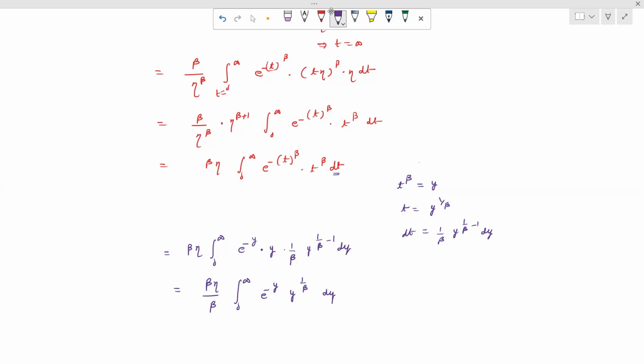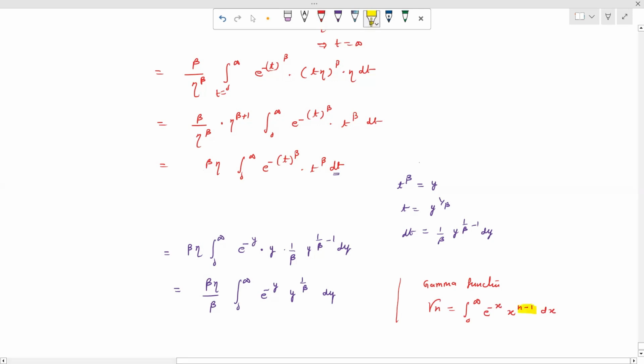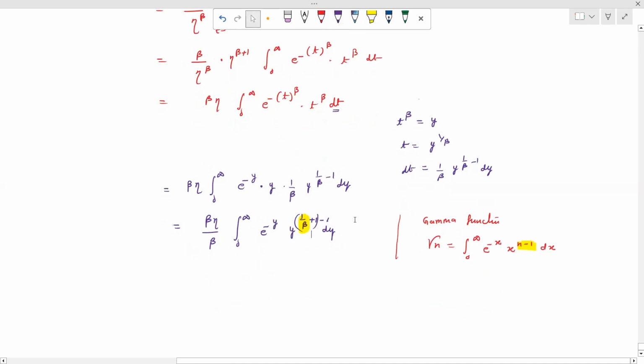Now we remember the definition of the gamma function. The definition says that gamma n is the integral 0 to infinity of e raised to the power minus x, x raised to the power n minus 1, into dx. So we write the power of x in terms of n minus 1. Here we have the power of y as 1 upon beta, but we can write this as plus 1 and minus 1. So this is our one term.